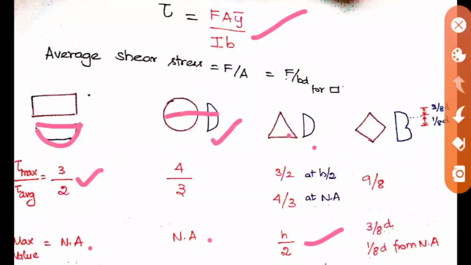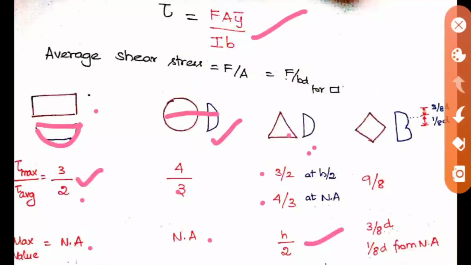The ratio is 3 by 2 at the point h by 2, and the ratio is 4 by 3 at the point of the neutral axis. So you can remember it like this: rectangular, circular, then triangle, in this order, and then the values 3 by 2, 4 by 3, and again 3 by 2, 4 by 3. The same thing will come for the triangular section.